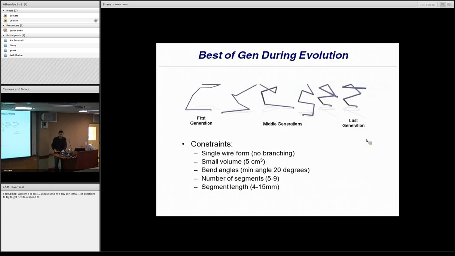This is what it looks like as the algorithm is running. Like I said earlier, the algorithm starts out with random antennas, and then hopefully the breeding process produces better and better ones. And what you see here is that what evolution is discovering is that having a little bit of a corkscrew is actually a good thing, getting better and better performance.